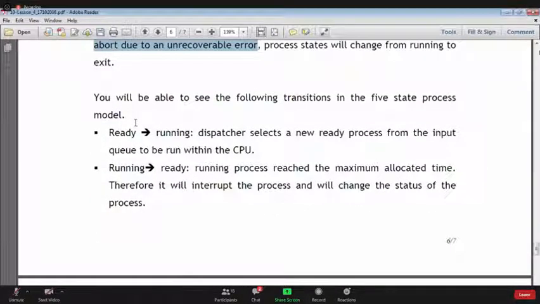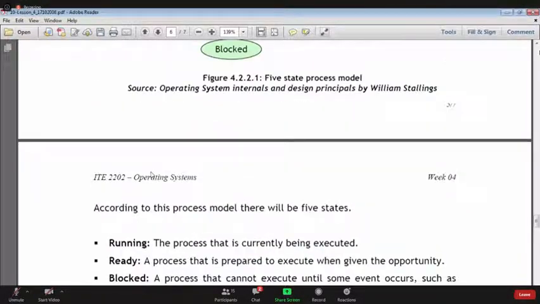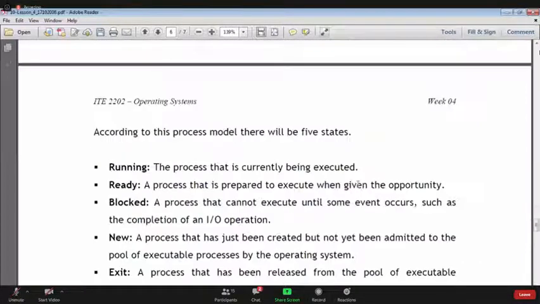In these diagrams, you will be able to see the following transitions in the five-state process model: from ready to running or running to ready. These are the arrows actually. Ready to running, that is the dispatcher. Running to ready, timeout. Running to exit, release. So these are known as transitions.